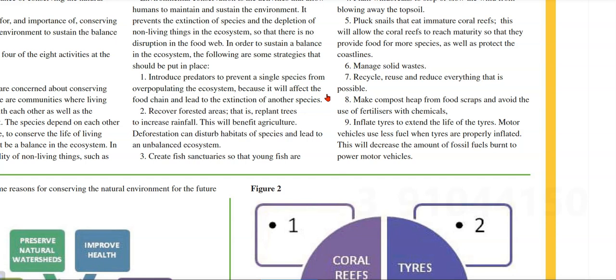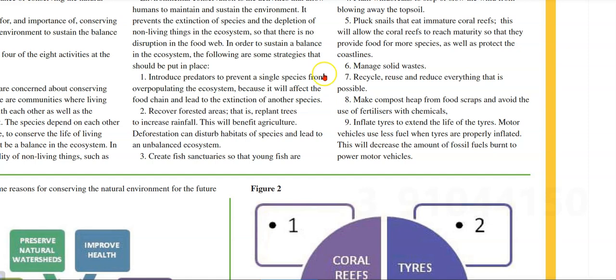2. Recover forested areas, that is, replant trees to increase rainfall. This will benefit agriculture. So, you know, reforestation. So wherever we had plants before, we can put them back. Deforestation can disturb habitats of species and lead to an unbalanced ecosystem.